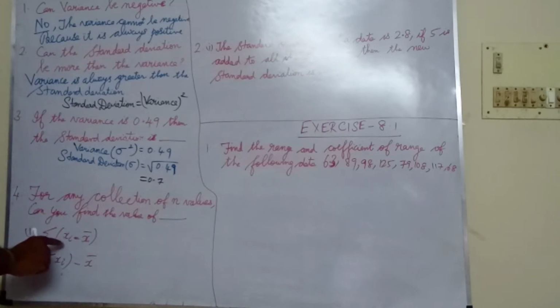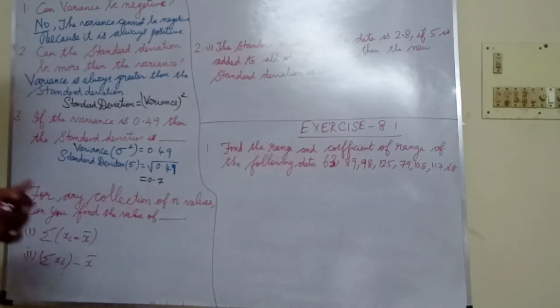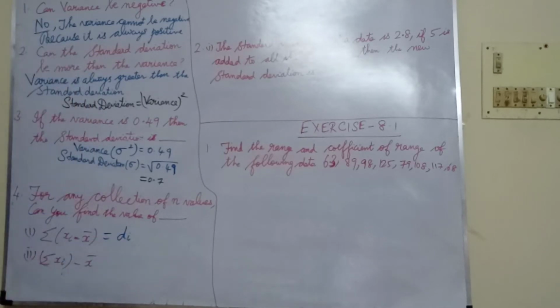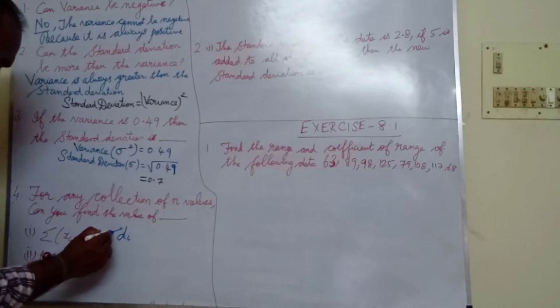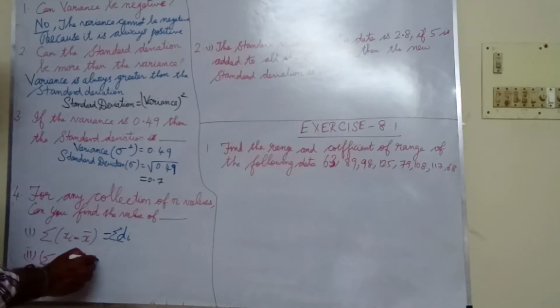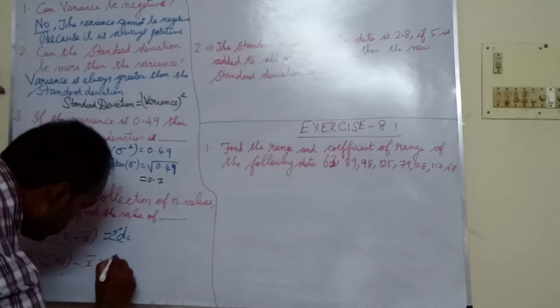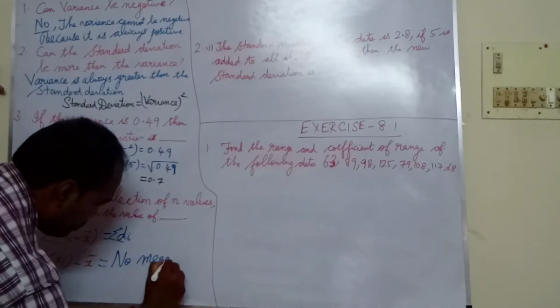The next thing is, for any collection of n values, can you find the value of sigma of xi minus x bar? What is the formula? The deviation di is equal to xi minus x bar. So here sigma is there. Are there any formulas for the sum? No, because there is no meaning at all.